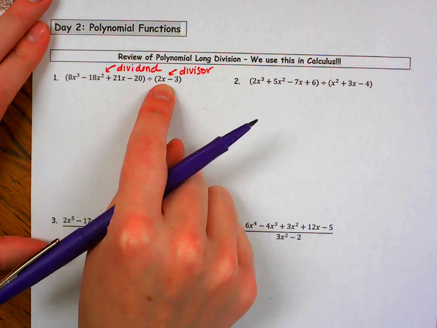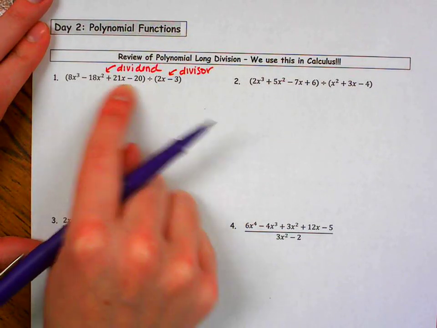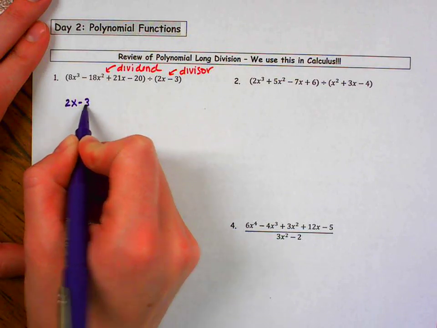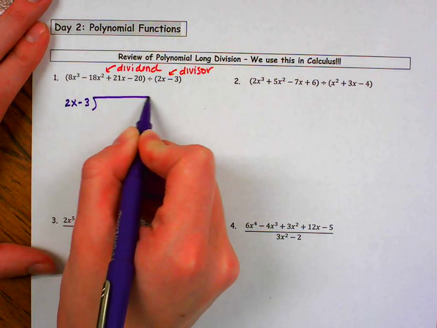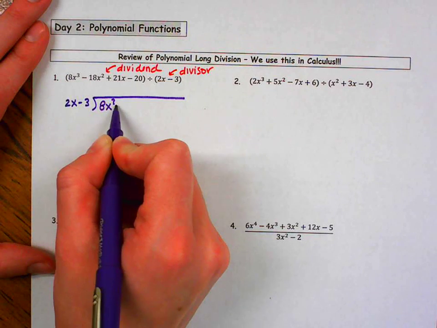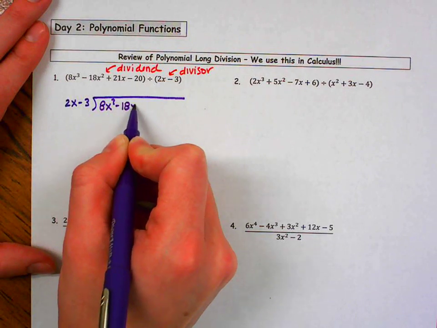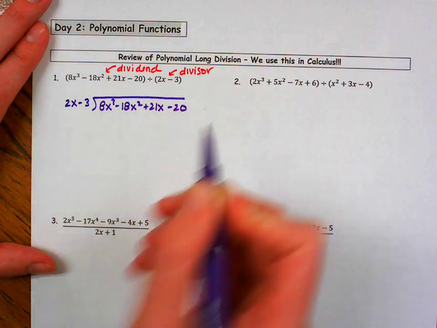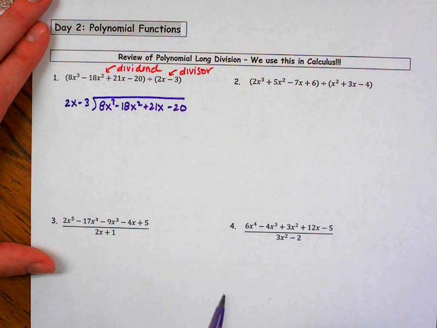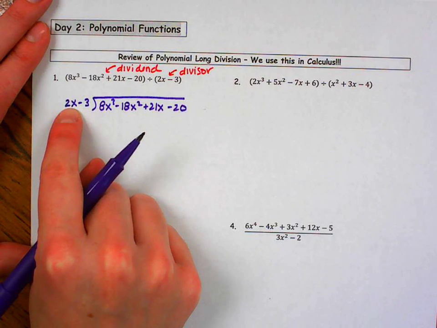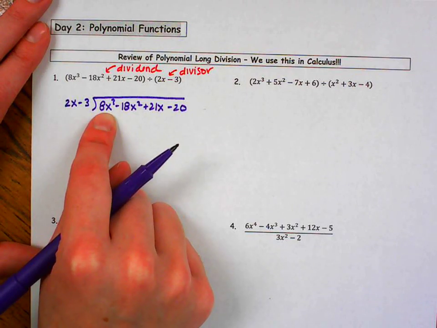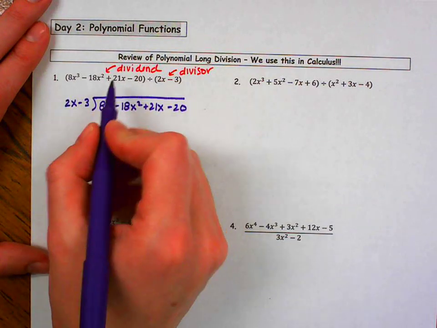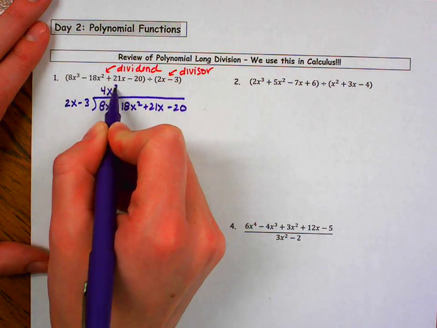We're going to divide 2x minus 3 into this larger polynomial here. So I'm going to take 2x minus 3 into 8x cubed minus 18x squared plus 21x minus 20. When I use long division, I'm going to always start with my leading term for my divisor and divide it into my leading term for my dividend. So my 2x is going to go into 8x cubed a complete 4x squared times.